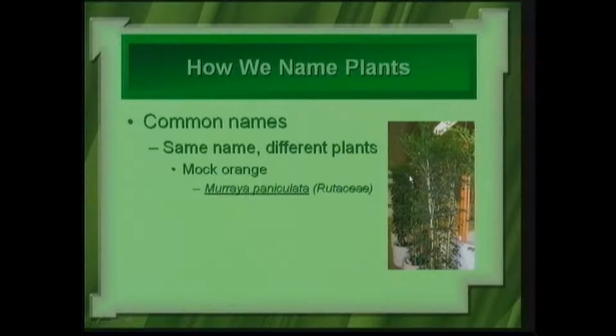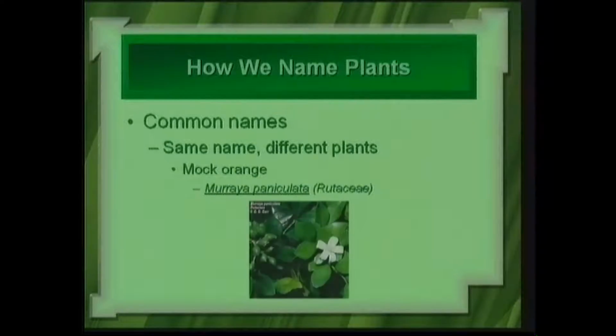So you can see that we have three different plants, and here's a close-up. It has these pinnately compound leaves, and it has a definite Rutaceae, citrus family kind of flower. Here are some fruits. So this is what we usually know as mock orange, but you can see the confusion.